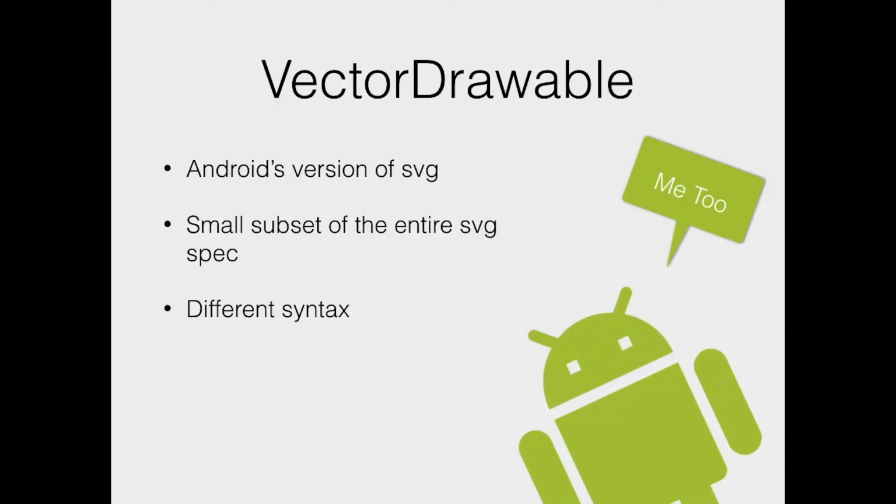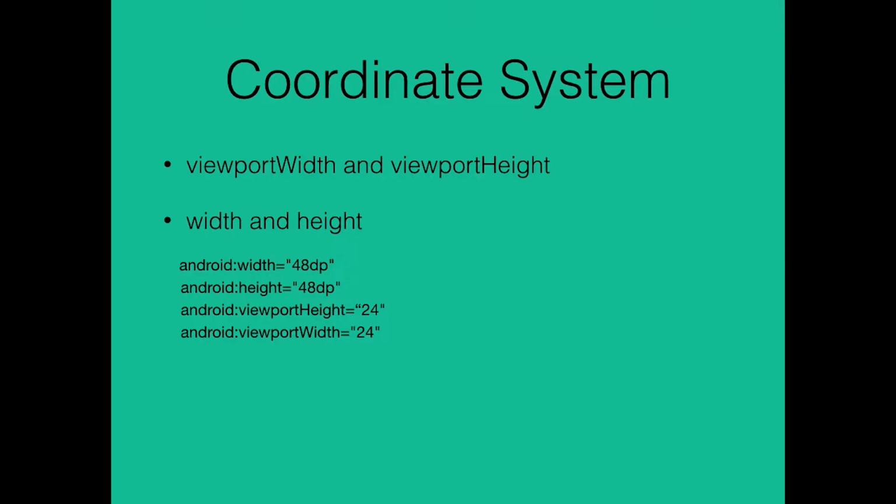Okay, so VectorDrawables are Android's version of the SVG format. It's a very small, but very powerful subset of the SVG spec. And most importantly, it uses a different syntax that is more familiar for Android developers. So again, VectorDrawables also use a coordinate system. It uses the viewport width and viewport height, which are equivalent to SVG's viewbox property. However, you only specify the width and height and not start and end points.